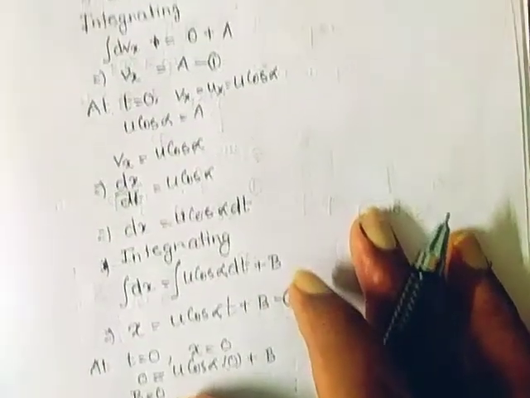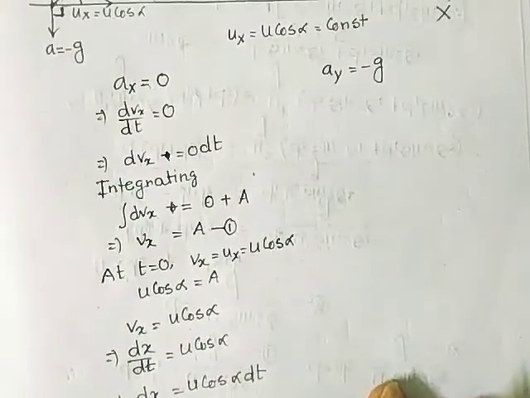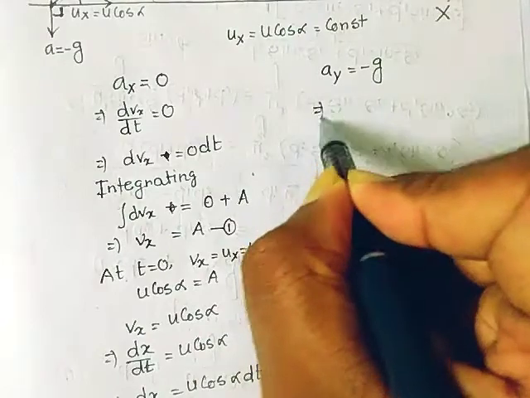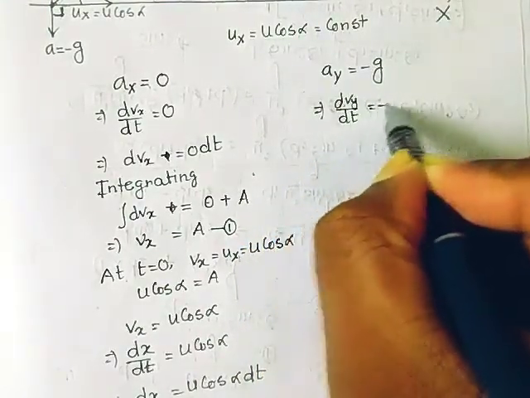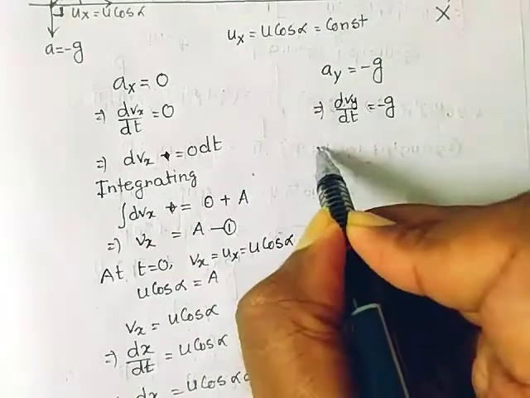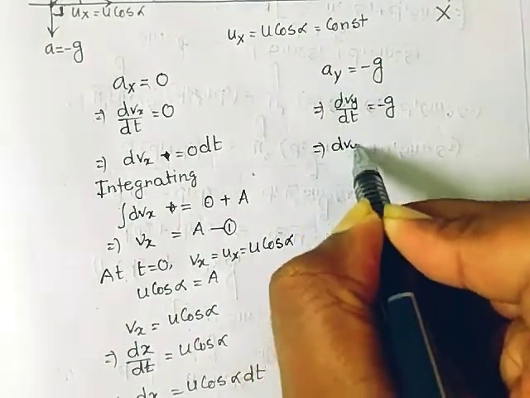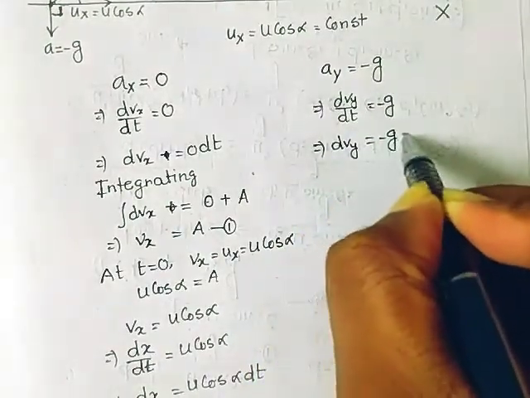Now let us check whether these things hold for the y-axis or not. So it will be dvy by dt equal to minus g. So from here dvy equal to minus g into dt.